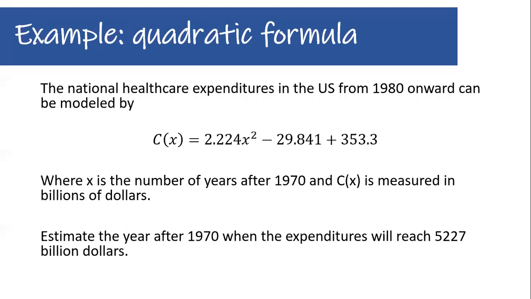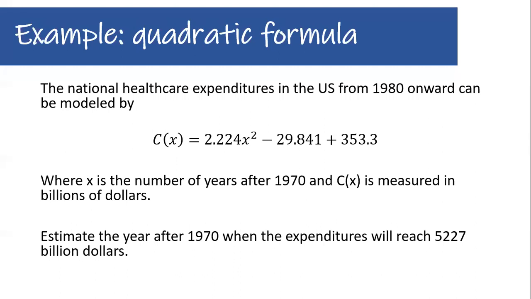Let's consider an example, and it's not a very pretty example. The national healthcare expenditures in the US from 1980 onward are modeled by this equation: C of x equals 2.224x squared minus 21.841x plus 353.3. Here, x is the number of years after 1970, and C of x is measured in billions of dollars. So that's 2.224 billion at the start, and at the end is $353.3 billion.